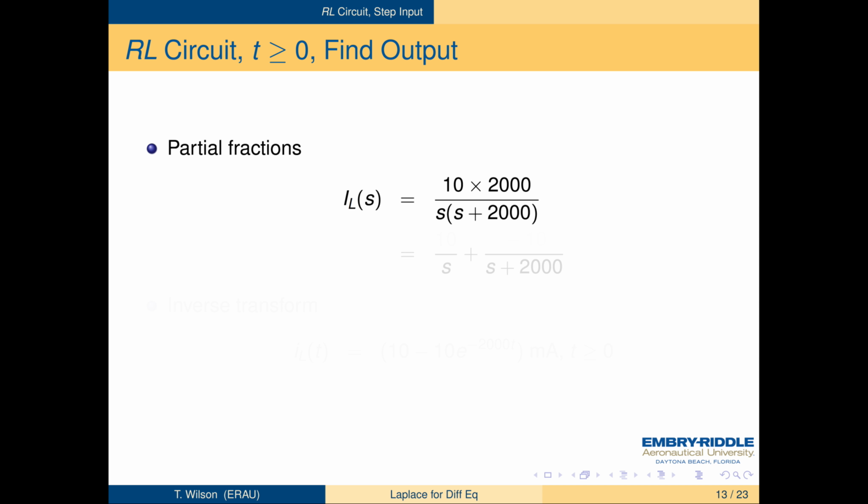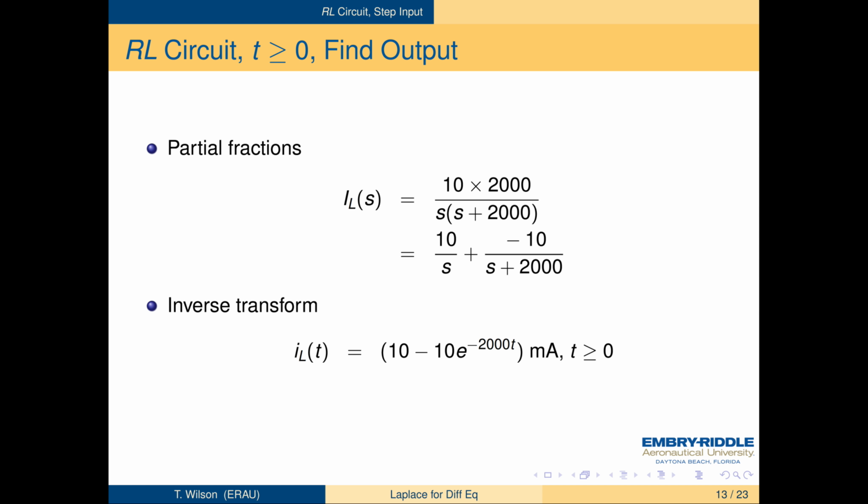To inverse transform, we do our usual partial fractions by cover-up. We write cap I sub L of s as something over s plus something over s plus 2000. We cover up s and let s equal 0 in what remains to find that the weight of 1 over s is 10. We cover up s plus 2000 and let s equal minus 2000 in what remains to find that the weight of 1 over s plus 2000 is minus 10. A quick check confirms that were we to put everything over a common denominator, the coefficient of s in the numerator would vanish as it should.